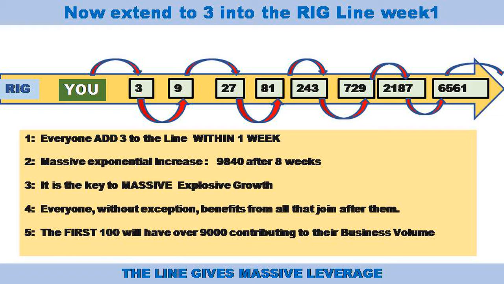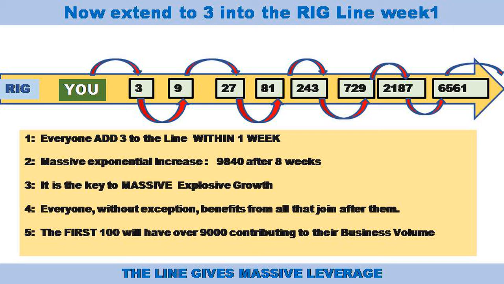I want you to play with some numbers. Now instead of doing 2 customers in a week, let's extend it to 3 customers in the first week. That's all. We're just extending to 3 customers in the first week. Now look at the numbers. 3, 9, 27, 81, 243, 729, 2187, and finally 6561. Now, as in the last example, do the same here. Pause, add up all the numbers, and you'll find that there are 9,840. Now, this is massive explosive growth.